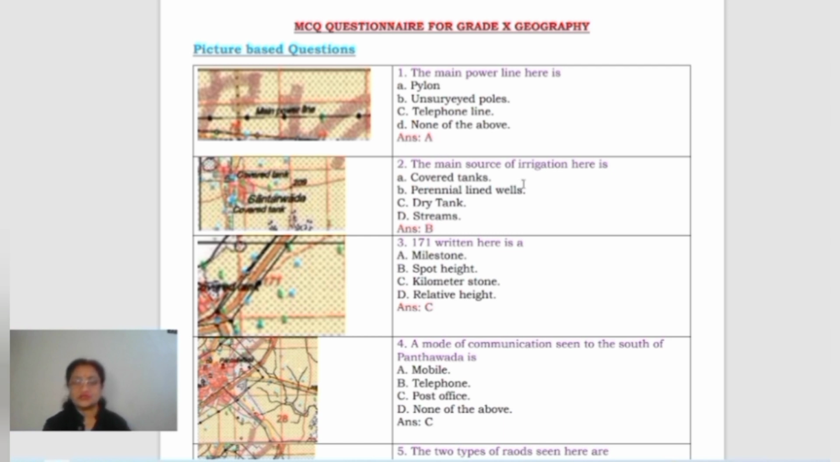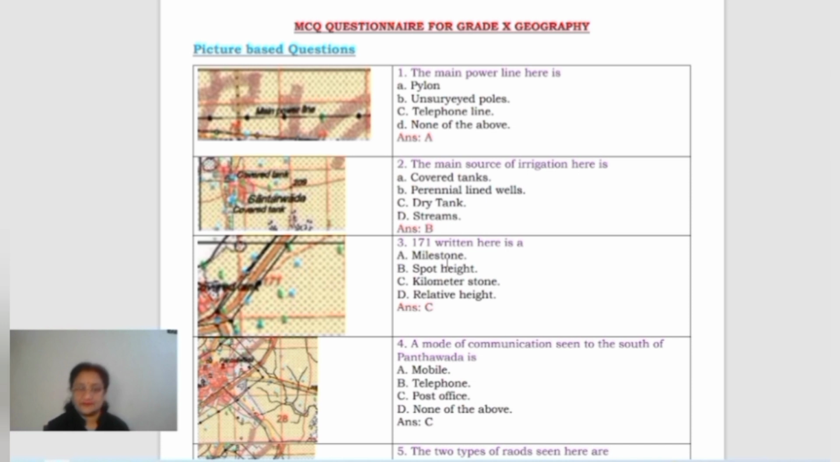Number two is the main source of irrigation here in this picture. If you can see here, blue dots are there. And what are these blue dots indicating? It indicates perennial lined wells. So it is the main source of irrigation. Covered tank, dry tank, streams, these are not so important, but the perennial lined well has become a very important source of irrigation in this part.